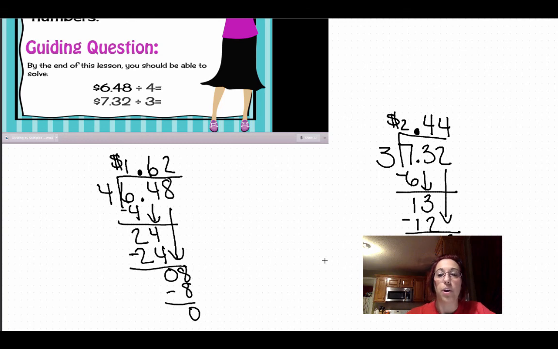So I hope that you were able to show mastery on these 2 practice problems. If not, let's keep practicing. See me in class for a small group lesson, and I will help you learn these skills.